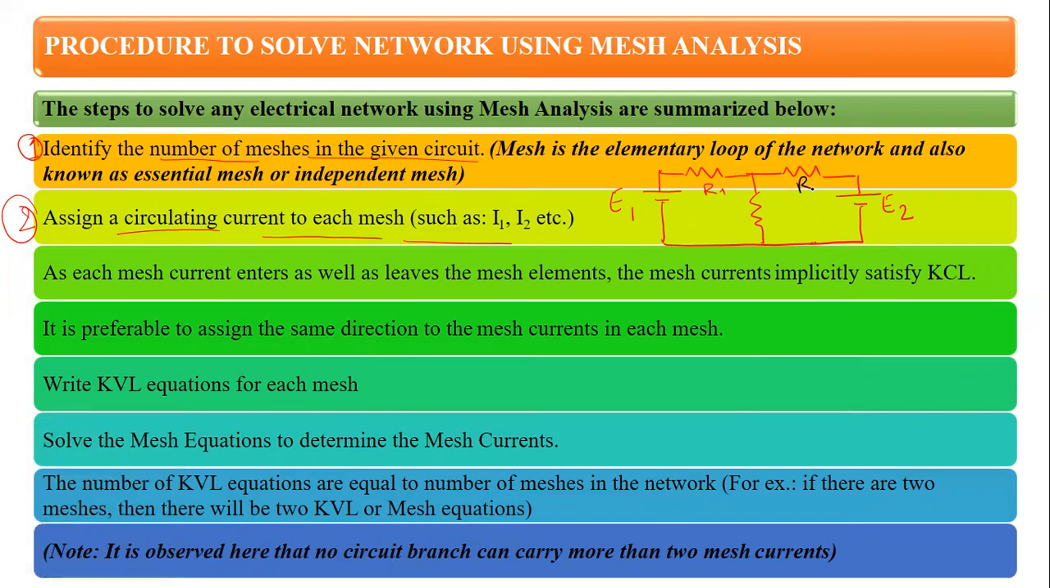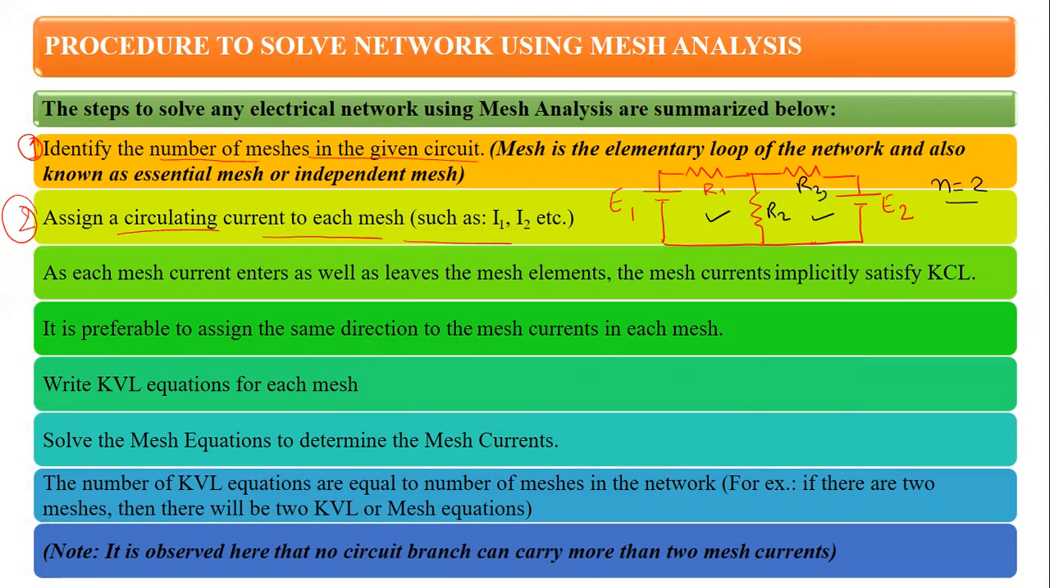This is R2, and this is, let us say, R3, and this is, let us say, R2. The first thing is I will identify the number of meshes. How many meshes are there? Two. This one and this one are the meshes, because these two do not have any other elementary or inner loop.